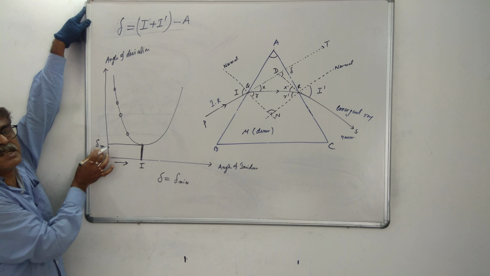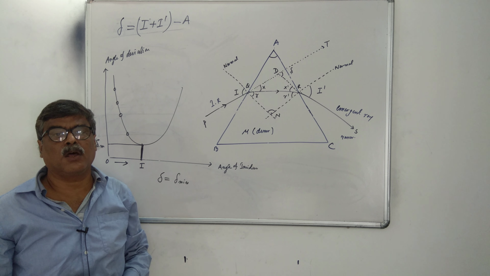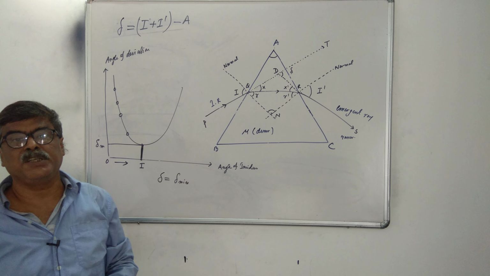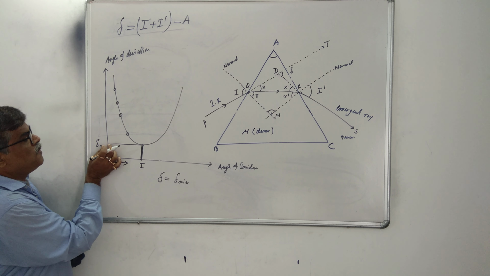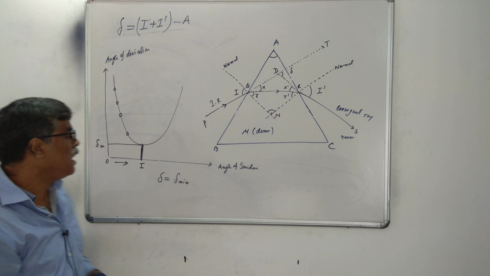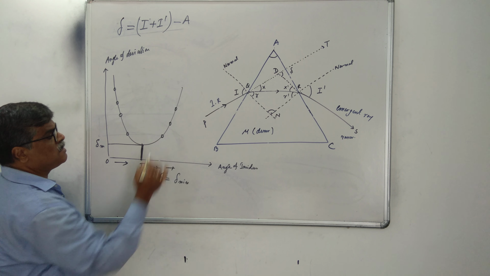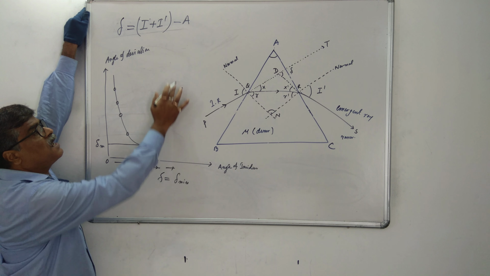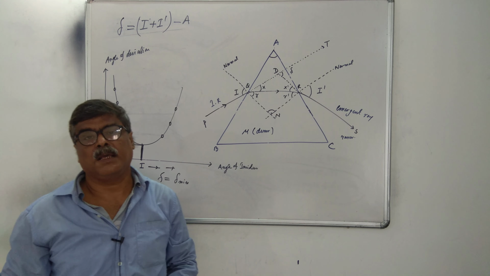This minimum angle of deviation is known as the angle of minimum deviation. And the prism is said to be at the position of minimum deviation. That is, for a particular angle of incidence, the angle of deviation is minimum. And after this value of incidence, if i increases, the angle of deviation again increases. And this graph we also plot in the practical laboratory.